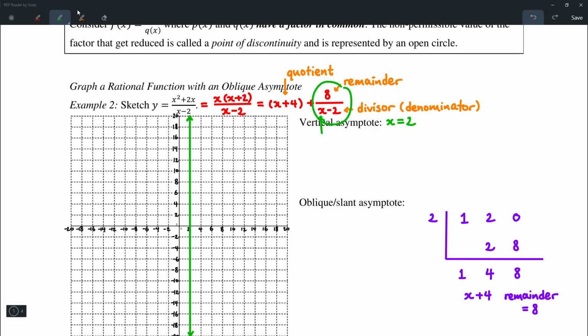Likewise, when x becomes very negatively large, again, the second part of the function, this part, becomes very close to 0, and we'll be only looking at, once again, x plus 4 as what the function will become. And of course, we will have a graphical representation of that. So again, the slant asymptote is y equals x plus 4, and we find that by using synthetic division.